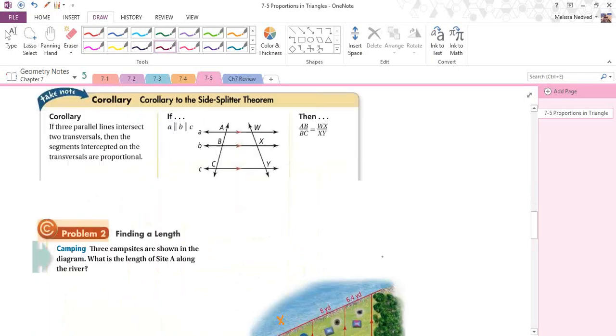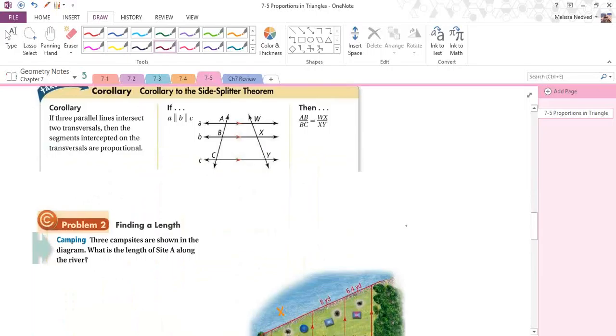All right, the corollary to the side splitter is a similar type of concept, but it says if 3 parallel lines intersect 2 transversals, then the segments intercepted on the transversals are proportional. So I've got my parallel lines here. Those are lines A, B, and C, the lowercase lines. They go horizontally. And I've got 2 different transversals. One transversal is segment AC, the other is segment WY. And what we need to know about this is that the segments that are created by those transversals are proportional.